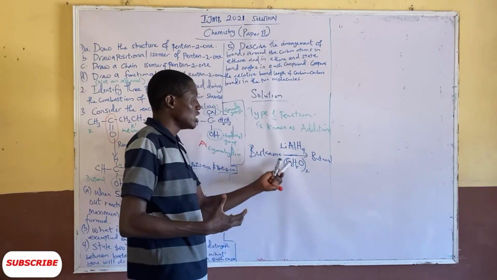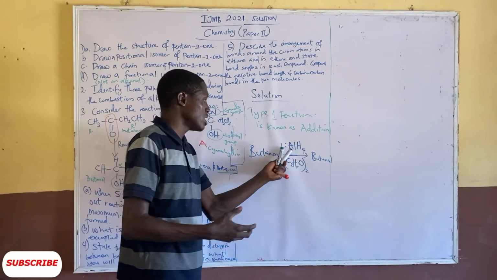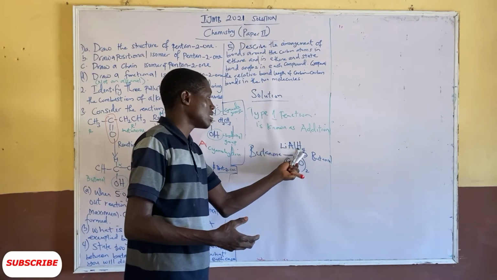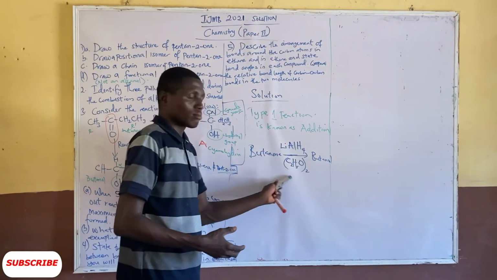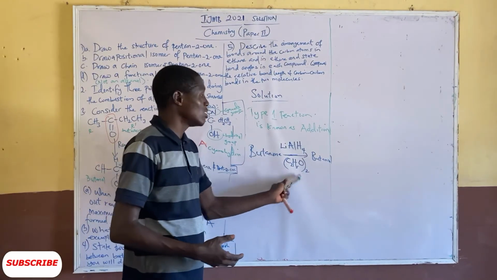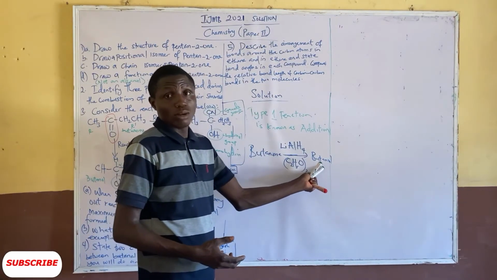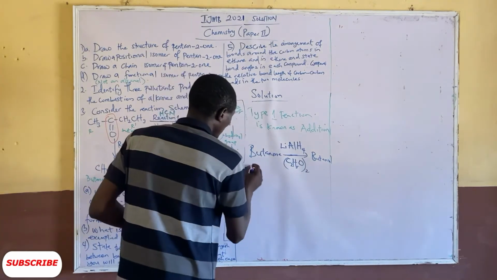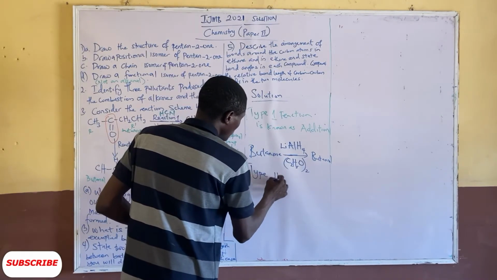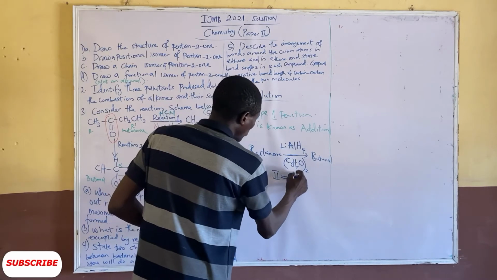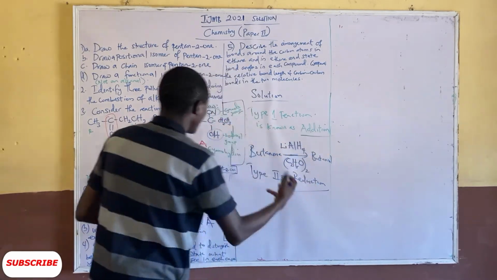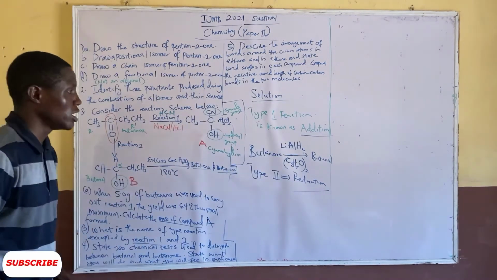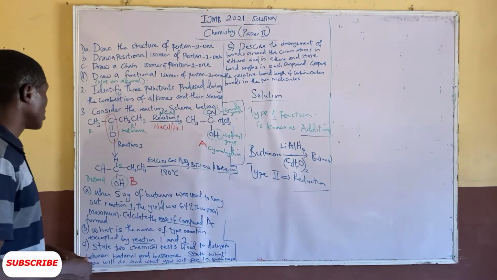Butanal is reduced using a reducing agent. Which agent? Lithium tetrahydroaluminate(III) in ethoxyethane, to give butanol. So this is a reduction reaction, type 2. Type 2 is a reduction reaction. So this one is an addition reaction, you add hydrogen to it, and this is a reduction reaction. It undergoes a reduction reaction.